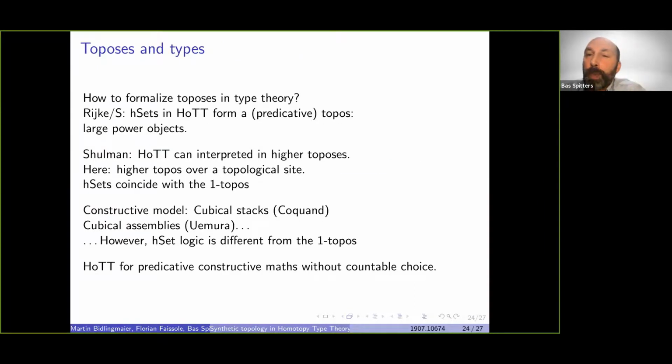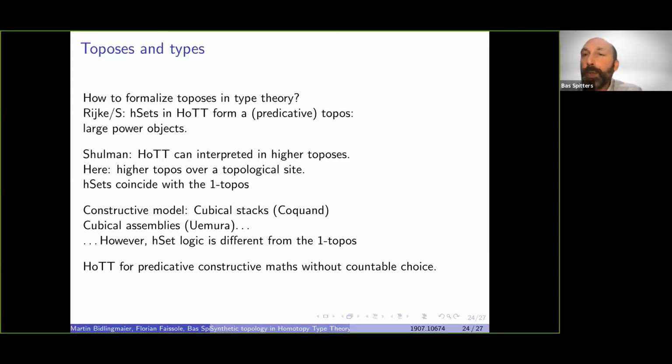Now, what I've been telling you is how to do toposes, but now I'm suddenly switching to type theory. So how do we do this? Well, if you cut down homotopy type theory to the set level, so this is the level where the identity types are actually quite trivial, then we precisely get predicative topos. The only thing is it actually has large power objects, but those are large.